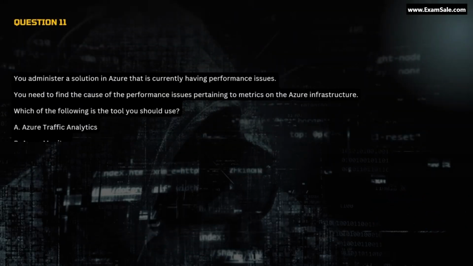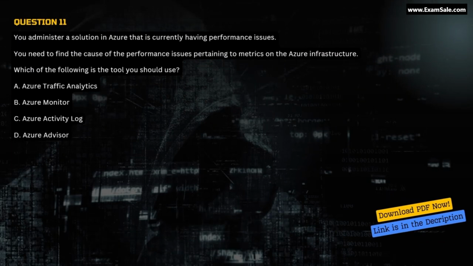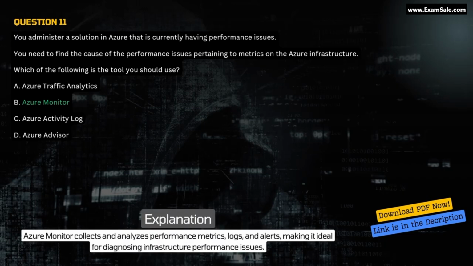Question 11. You administer a solution in Azure that is currently having performance issues. You need to find the cause of the performance issues pertaining to metrics on the Azure infrastructure. Which of the following is the tool you should use? A. Azure Traffic Analytics. B. Azure Monitor. C. Azure Activity Log. D. Azure Advisor. Correct answer B. Azure Monitor. Explanation: Azure Monitor collects and analyzes performance metrics, logs, and alerts, making it ideal for diagnosing infrastructure performance issues.